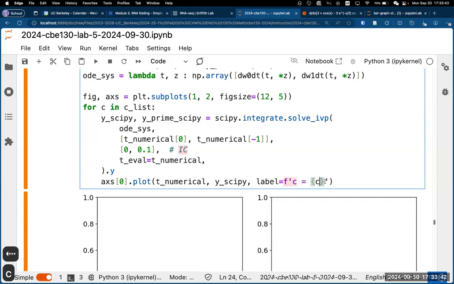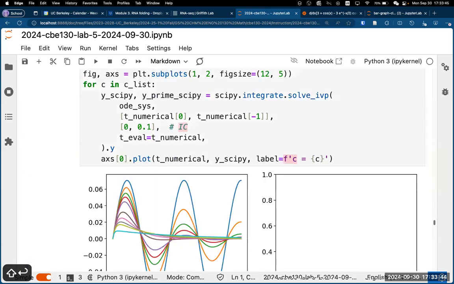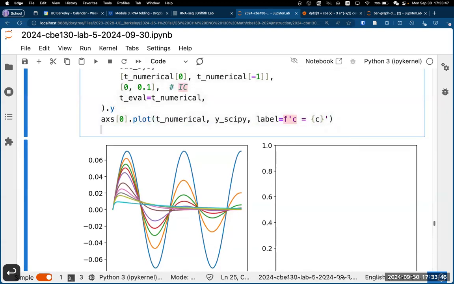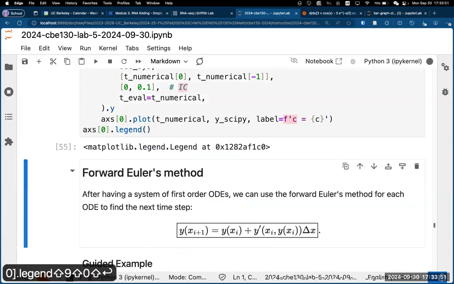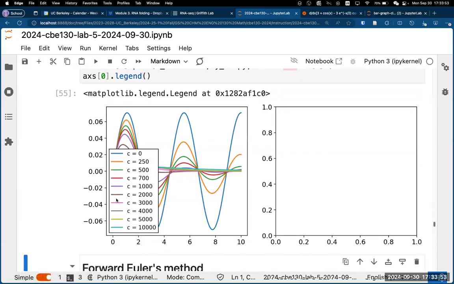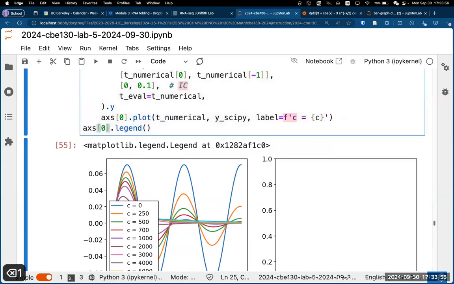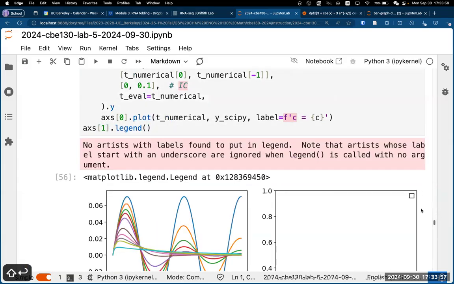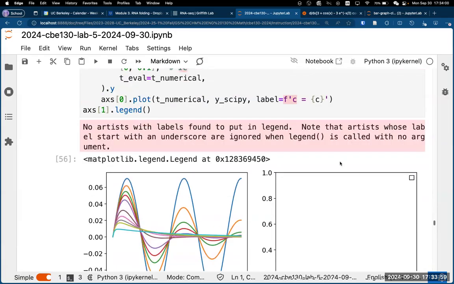And outside the variable, you put a curly bracket. Okay. And then because we haven't done the legend, we should put a legend. And because the legend covers up the image, we can actually put the legend outside here. So we'll do that later.